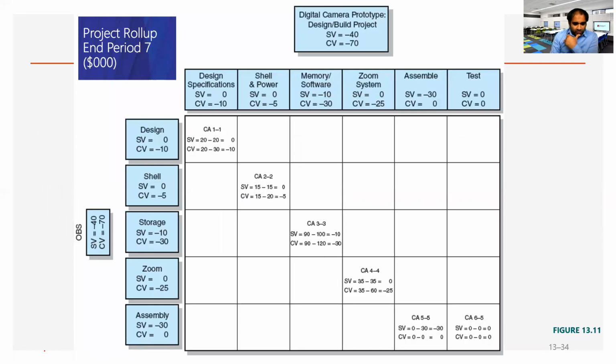Project roll up after end of period 7, whatever we plotted in the graph and in the table, this is a summary of the total scenario. A summary of whatever we calculated after end of each time period. Now this is a summary related to the work packages or the sub deliverables for the project. After end of period 7, if we put it in tabular form, we can see that there is a cost variance of -70 and schedule variance of -40.